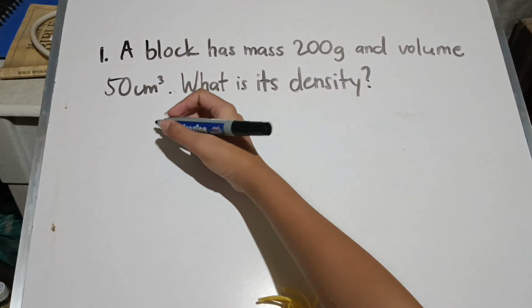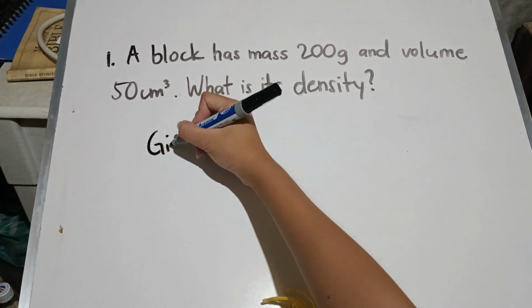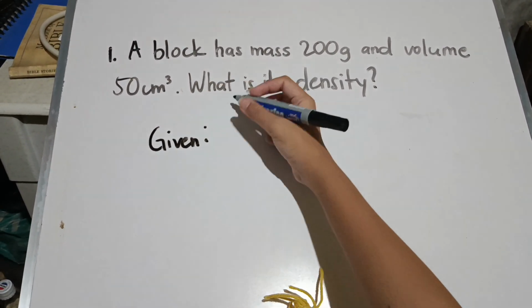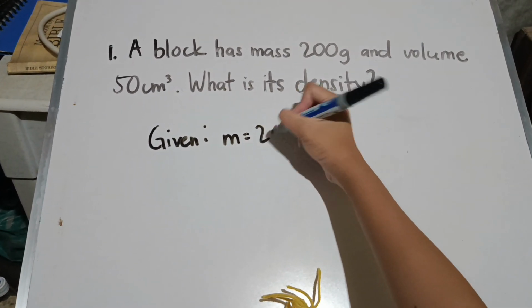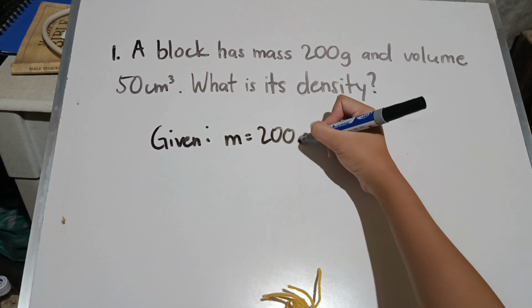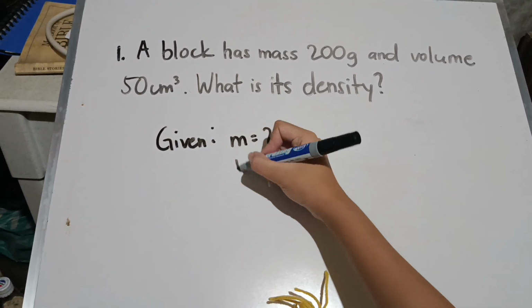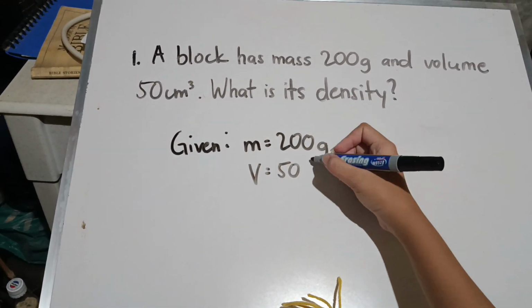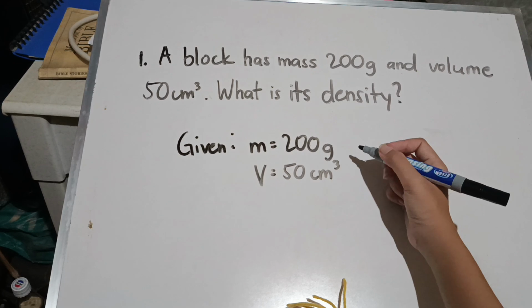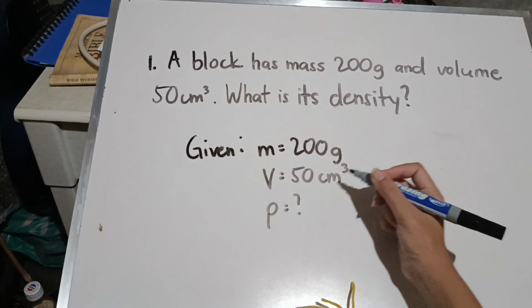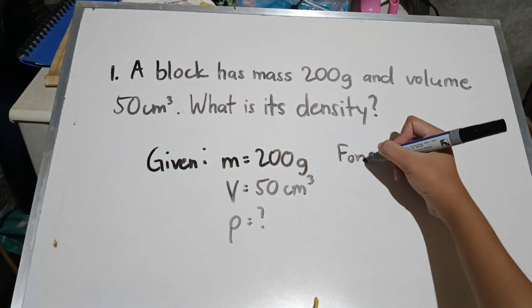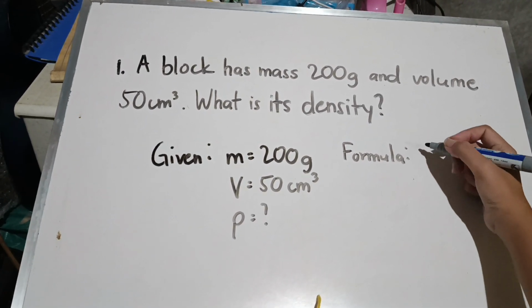Now, let's write the given first. Mass is 200 grams. Volume is 50 cubic centimeter. Next, the formula. Since we're looking for density, the formula we'll be using is density is equals to mass over volume.